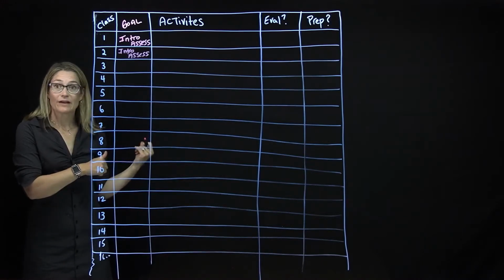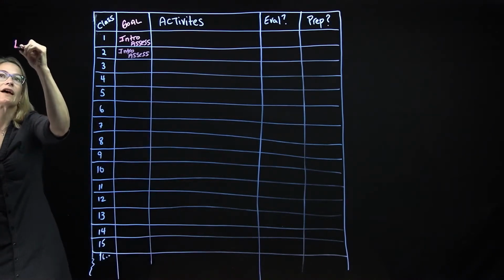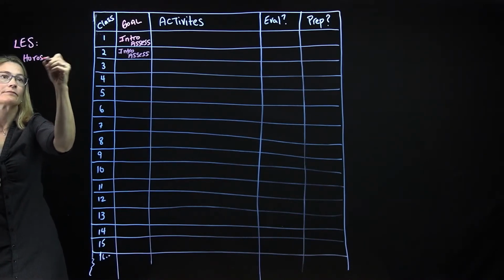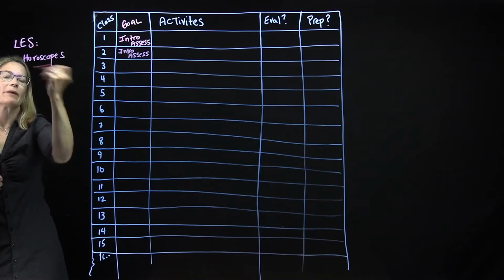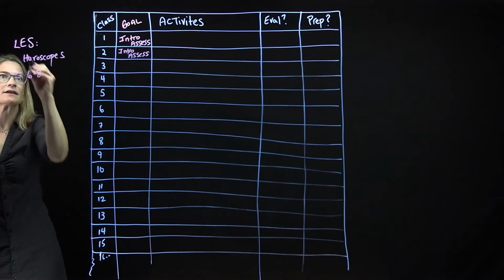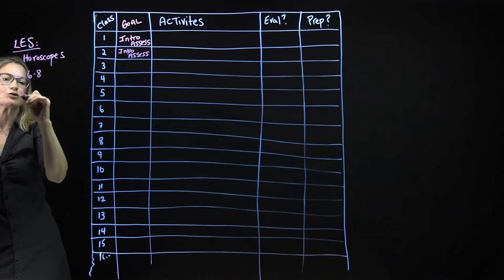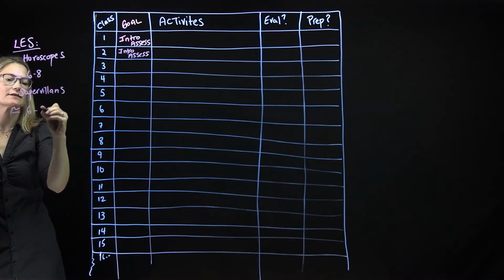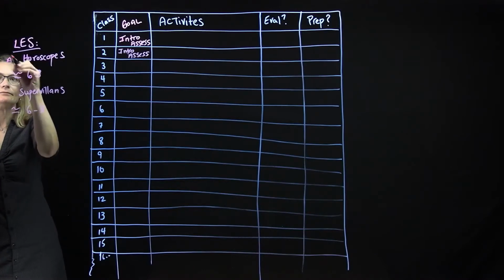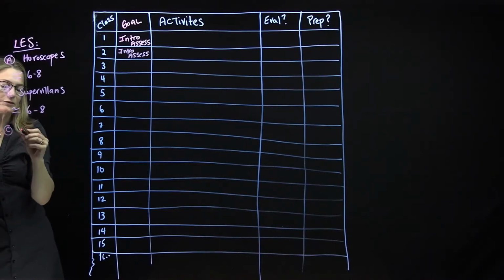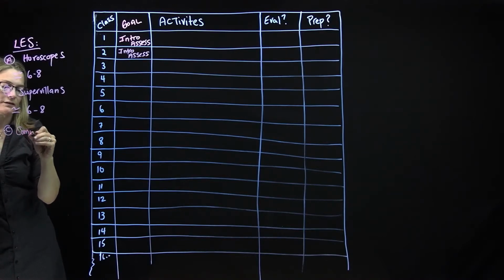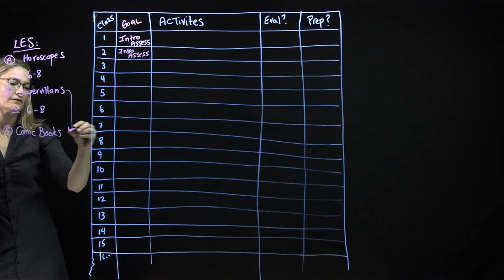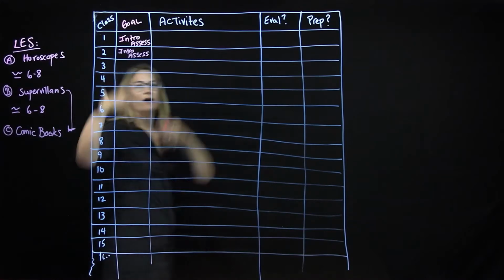And if I look at my long-term plan for the year, I know that I have a couple of things that I can do. I have an LES on horoscopes, and I'll probably spend about 6 to 8 classes on that. And I have an LES on supervillains, and again, about 6 to 8 classes on that. And finally, I said I was going to look at comic books and deconstruct those with the students, which leads quite nicely from a unit on superheroes.